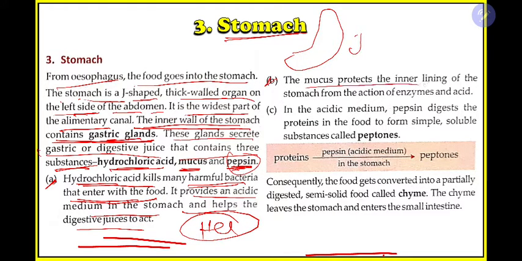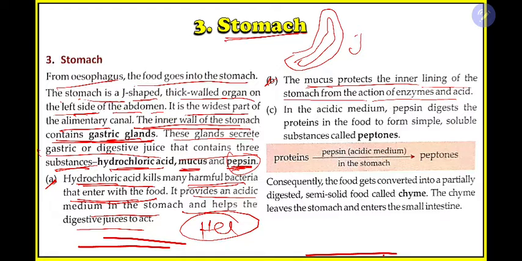The mucus protects the inner lining of the stomach from the action of the enzyme and acid. So here we are saying that the gastric gland is giving some acid named hydrochloric acid, and this acid is killing bacteria. This means this acid has some power of killing. So we can say that, as this acid is killing the bacteria, it may also kill our body muscle, the stomach. So why is it not killing? Because of this mucus. The mucus will protect the stomach from this acid.